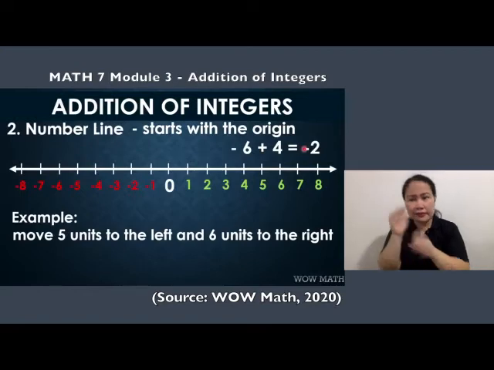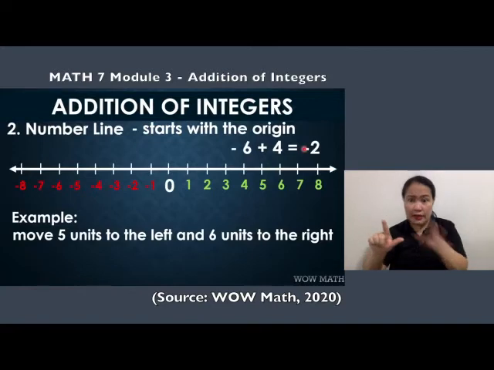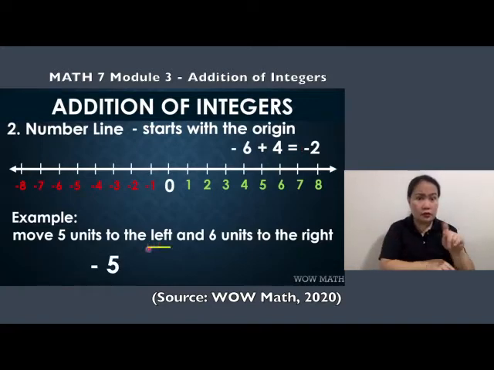So, I have here move 5 units to the left and 6 units to the right. So, dapat alam din natin kung paano i-represent. Okay? So, since meron tayo ditong word na left, so ibig sabihin negative.